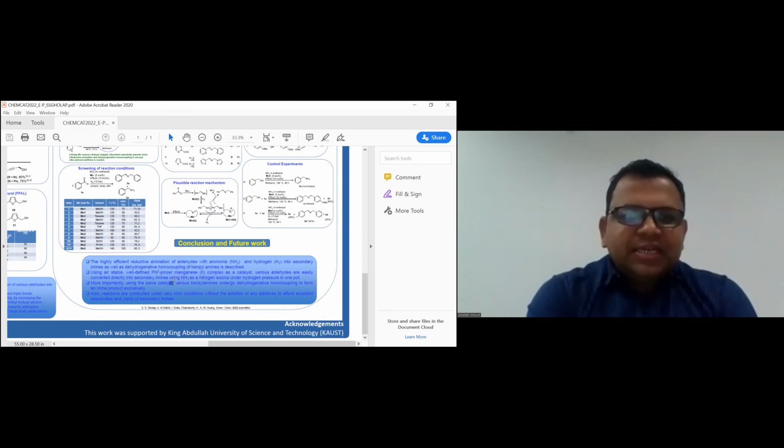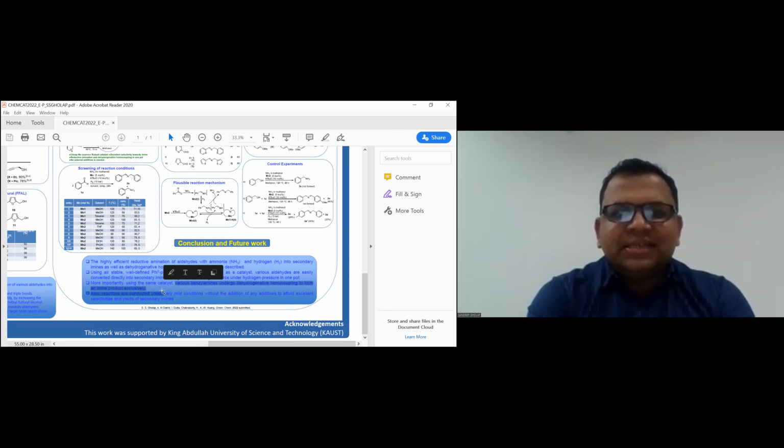Also, all the reactions are conducted under very mild reaction conditions, and we don't add any other additives or any oxidant to offer the imine as a product in excellent to high yields.